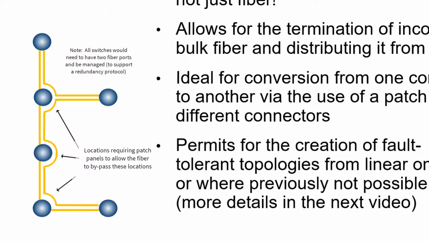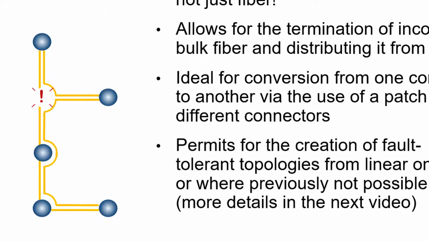And all it would take is a patch panel at every location, and one can now have a fault-tolerant topology such as this, so that if you do lose comms on that one switch, you only lose the devices that are directly connected to it. All of the other devices connected to the other switches are still able to communicate.